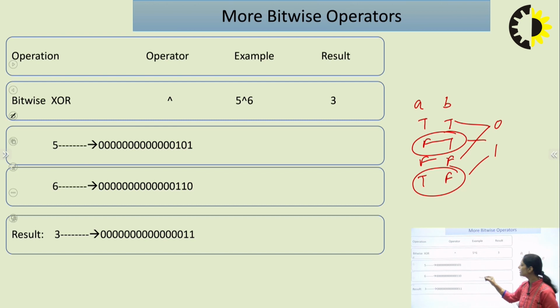So for 5 and 6, 1 and 0 are two different values, so the result is 1. 0, 1 with XOR gives 1, but 1 and 1 would give 0. This 0, 1, 1 is the binary representation of the decimal number 3. That is why 5 XOR 6 gives us the result as 3.